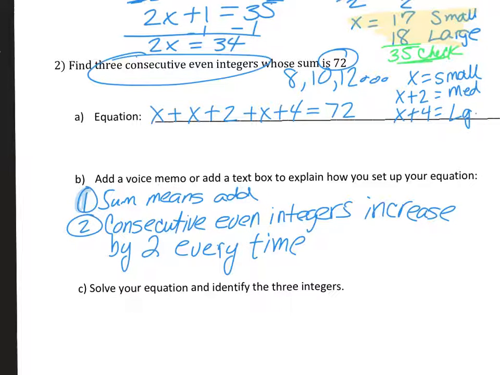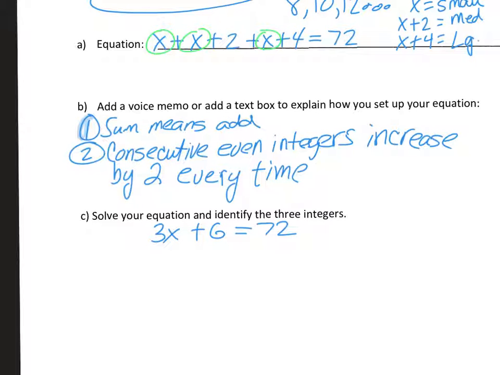So how do we set it up? We've already covered that. Solve your equation and identify the 3 integers. I'm going to go ahead and combine my like terms when I recopy it. Because I had 3 x's, that will simplify to 3x. Because I had a 2 and a 4, 2 plus 4 gives me 6. All adds up to 72. I'm going to cancel out the plus 6 with a minus 6 on both sides. That's going to leave me with a 66.